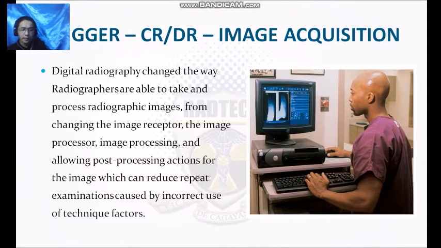Okay, so the problem with that was, if we have an image, then that is the final image. Right after we take the image of the patient, that will be the final image. We cannot manipulate that type of image. If ever it is too dark or too light, we cannot manipulate that. The only way that we can adjust the density and the contrast is to retake the examination. So that's why I put here in the trigger, incorrect use of technique factors, because that was the most common fault of the radiographers when it comes to the practice of screen film radiography.